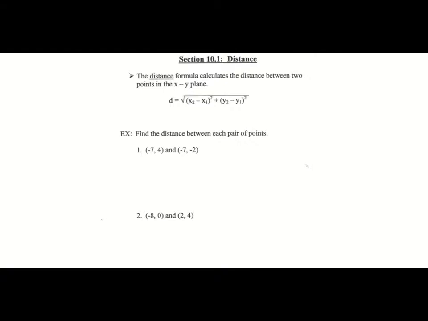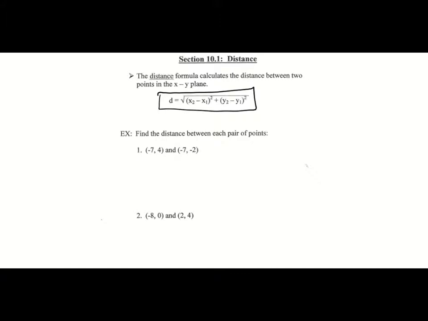In section 10.1, we are going to review the distance formula. The distance formula calculates distance between 2 points in our xy plane, and it is written just like it is here. Our distance, d, equals the square root of (x2 minus x1) squared plus (y2 minus y1) squared.